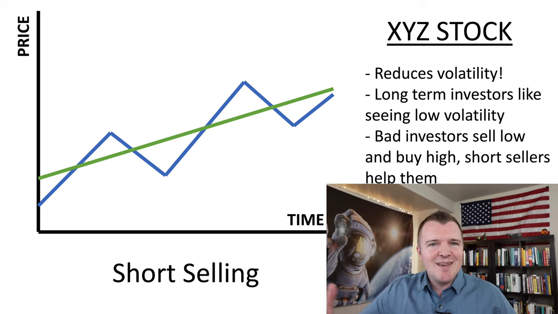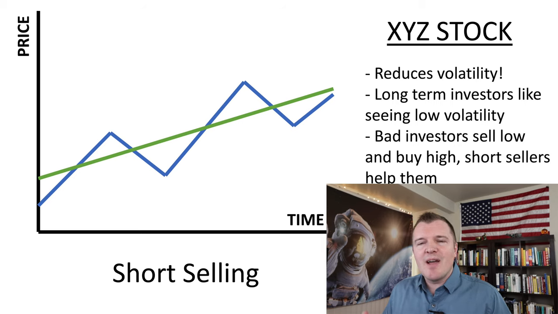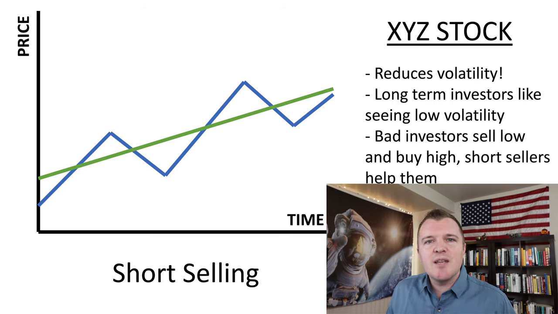People want to buy the hot stock as it's rising, and as it's falling, they panic and sell. So a lot of people who buy and sell individual stocks do it wrong. They buy high and they sell low, which is literally the worst thing you can do. People who are short selling are actually helping those people by cooling off a stock when it's overheating and helping it rebound when it falls.